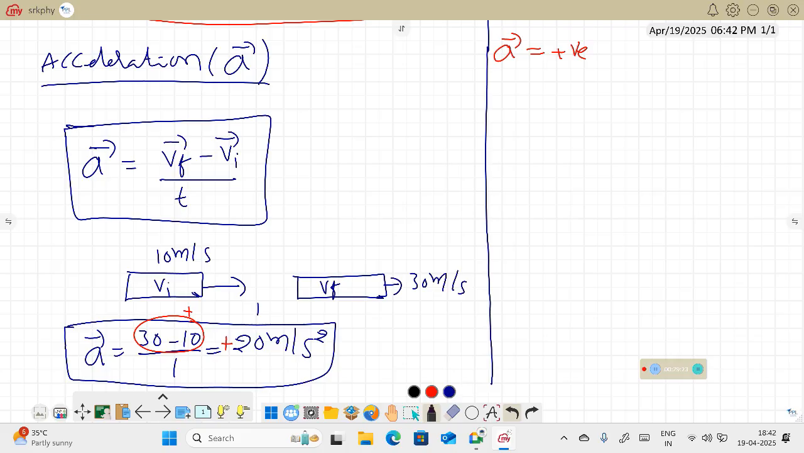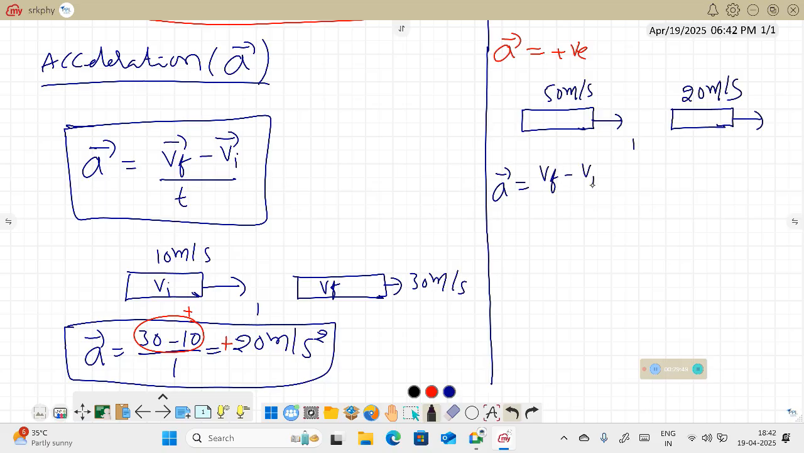Suppose I take another example. A vehicle is already moving with a speed of 50 meters per second, and the driver is applying the brakes to stop it. The speed becomes 20 meters per second after 1 second. Now what is the acceleration? Acceleration is equal to final velocity minus initial velocity, by total time. Final velocity is 20, minus initial 50, by 1. So this value is minus 30 meters per second square.